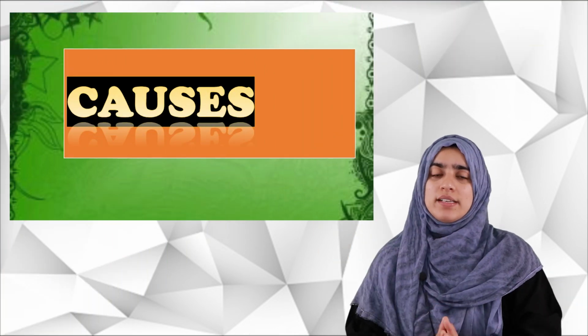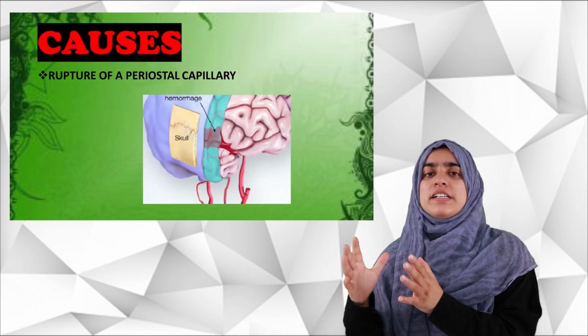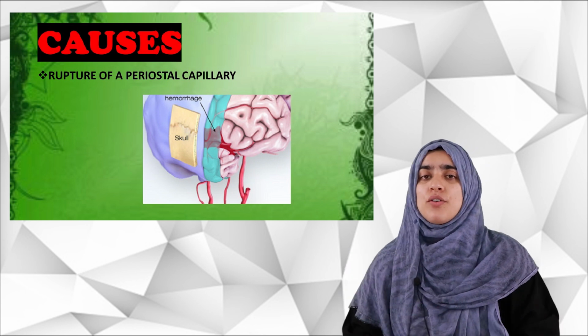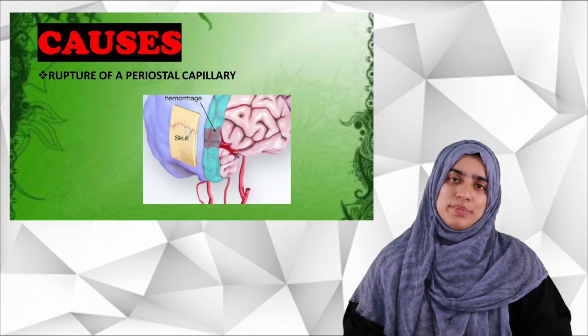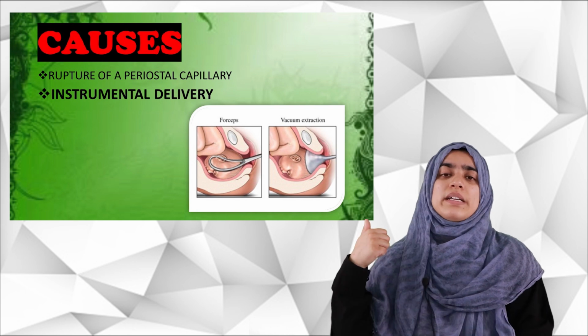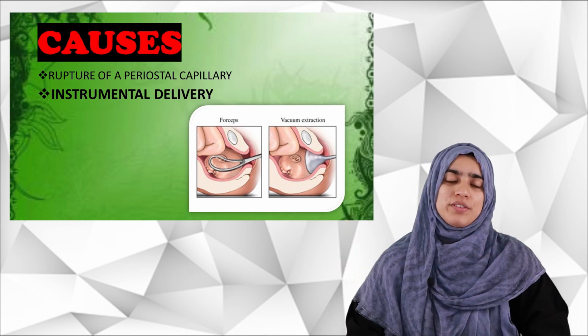What can cause this cephalohematoma condition? During birth, if there is pressure applied over the head of the baby, there can be rupture of the periosteal capillaries, which may lead to pooling of blood between the bone and the periosteum. In case of instrument delivery, again this may lead to rupture of the capillaries.